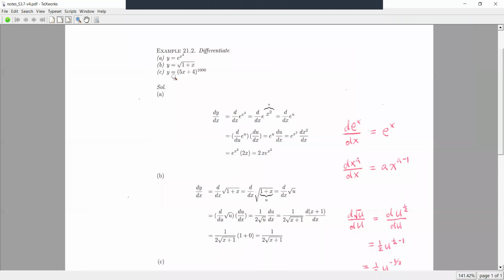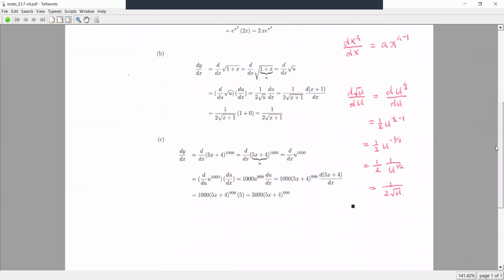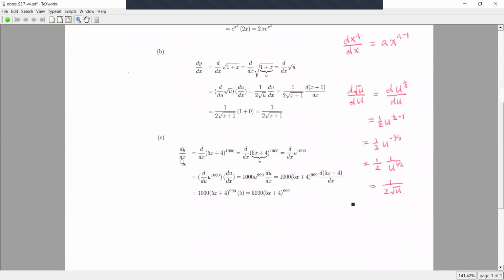Part C. Compute the derivative of this function. Take the derivative of the function y with respect to x. Replace y by the function. Then I have this equation. The function is a power function. The power is large. I want to simplify this function. So I introduce an intermediate variable, u. I let u be 5x plus 4. Then the function is u to the 1000.